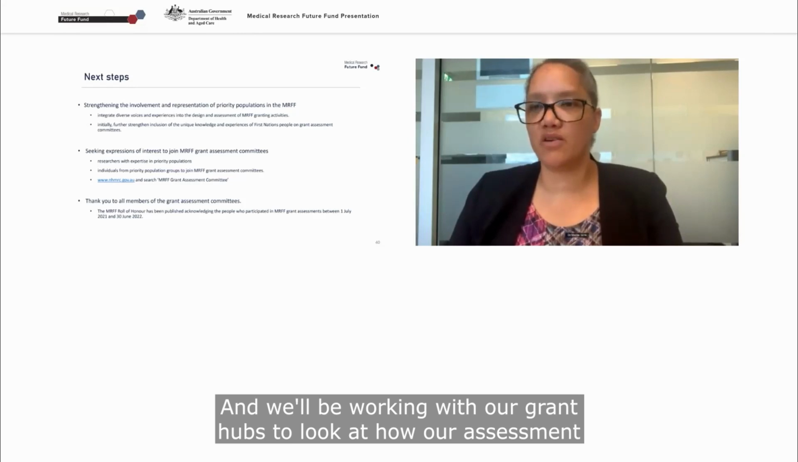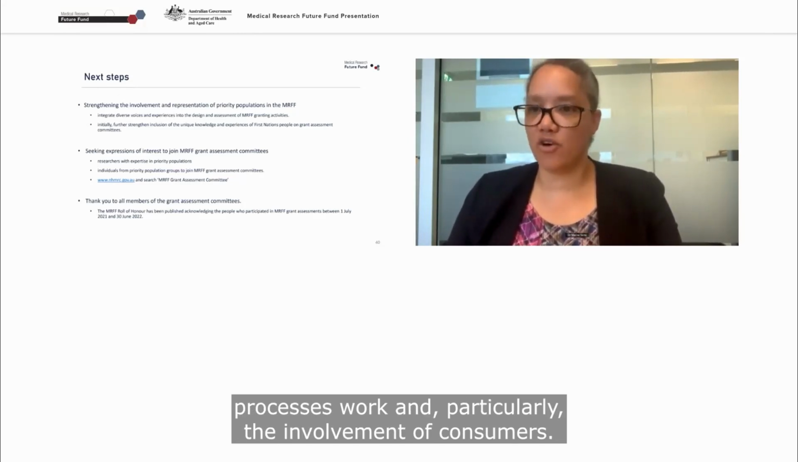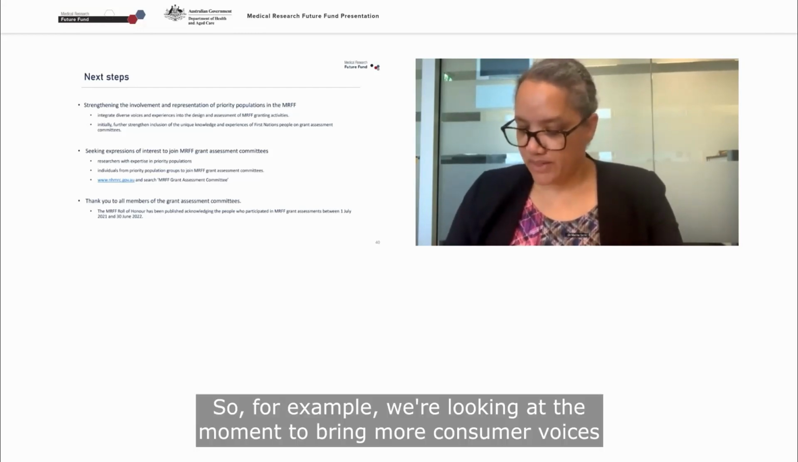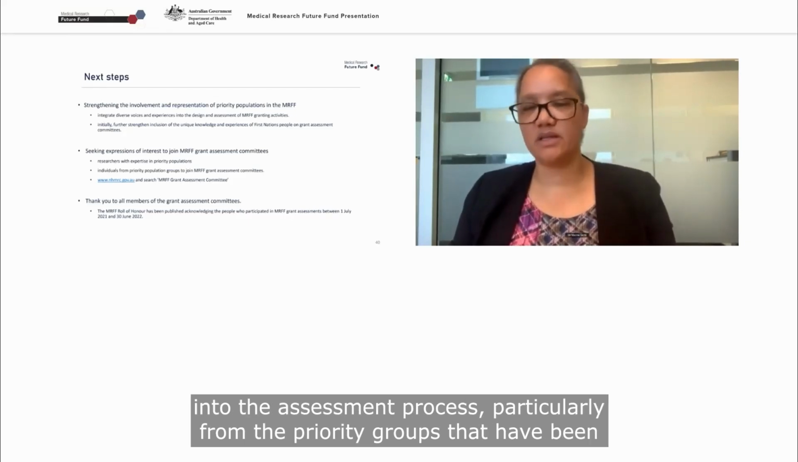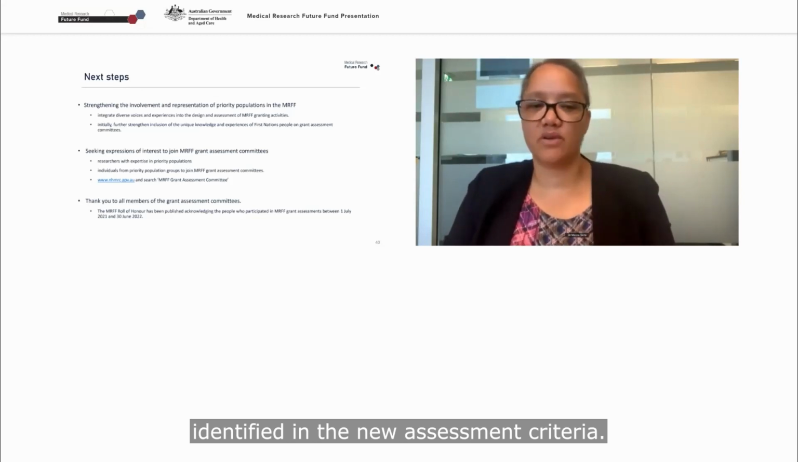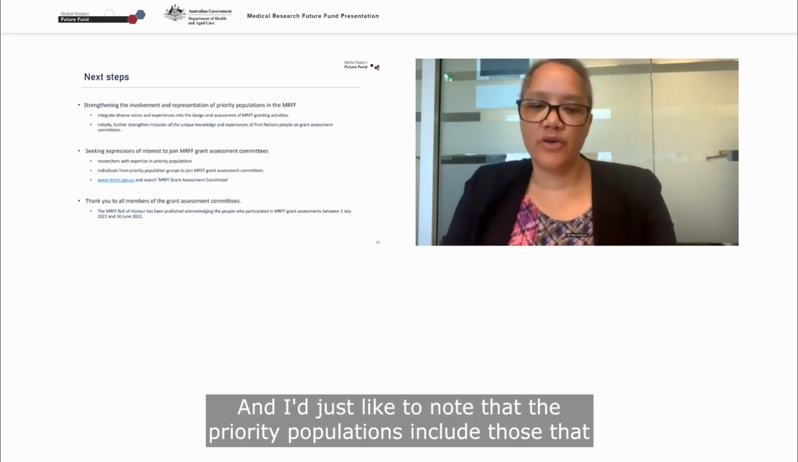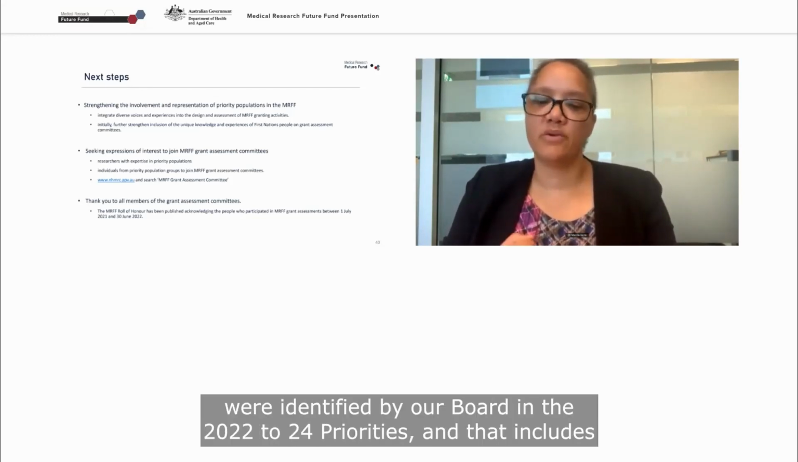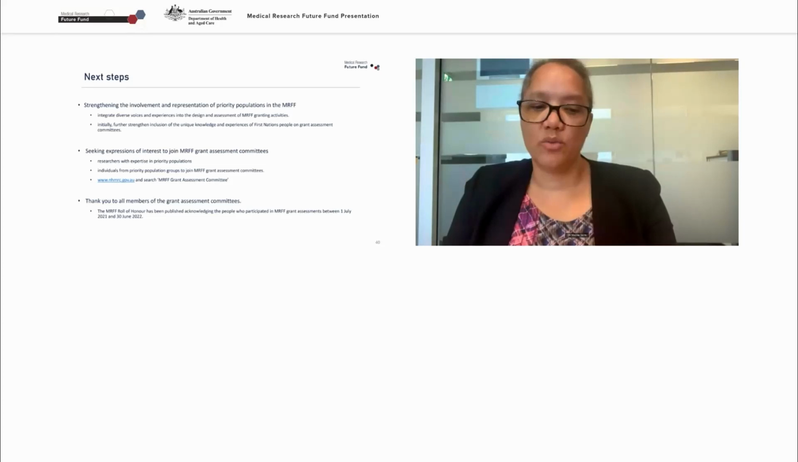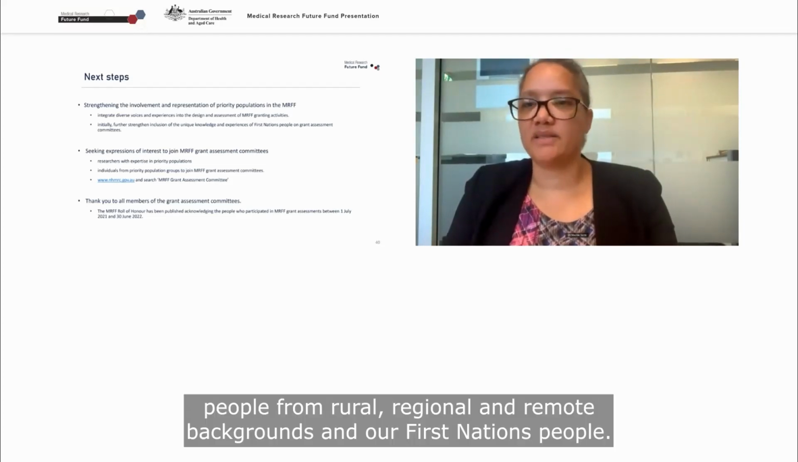And we'll be working with our grant hubs to look at how our assessment processes work, and particularly the involvement of consumers. So, for example, we're looking at the moment to bring more consumer voices into the assessment process, particularly from the priority groups that have been identified in the new assessment criteria. And I'd just like to note that the priority populations include those that were identified by our board in the 2022 to 24 priorities, and that includes people from rural and regional and remote backgrounds and our First Nations people.